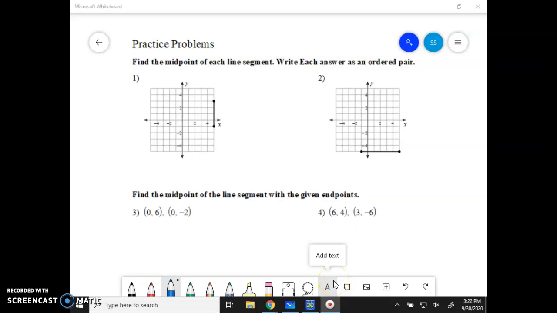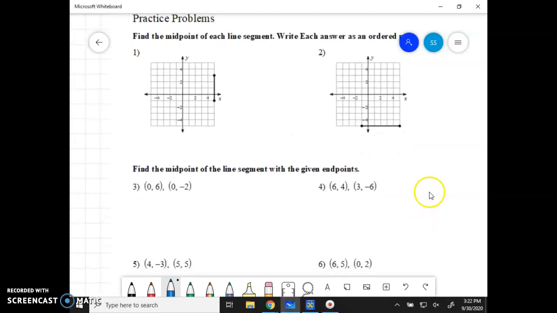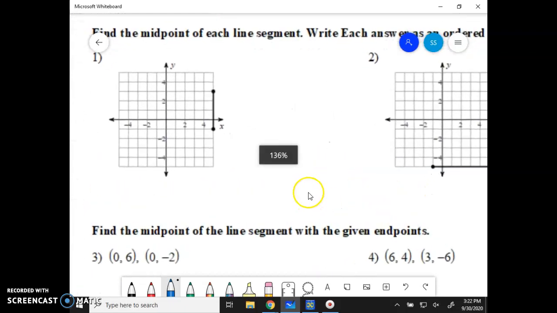Okay, here we go. This is some help with the practice problems for midpoint and distance. I think I might take a look at the odd problems and you guys can try the even problems. For number one, I'm going to zoom way in here.